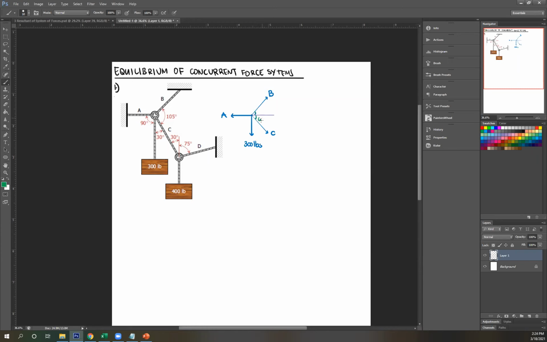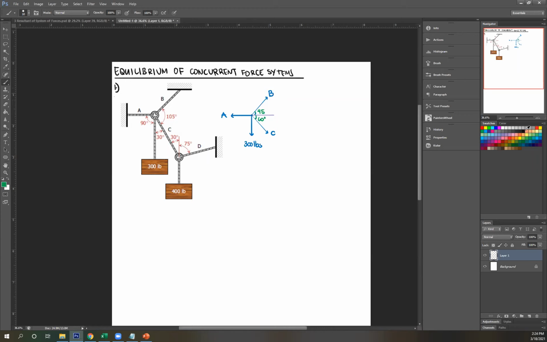Do the same thing for B. If this is 60, and as you can see, the angle between B and C is 105. To get this angle, it's just 105 minus 60, which is 45. So 105 minus 60 is 45. Do the same thing for the other system.